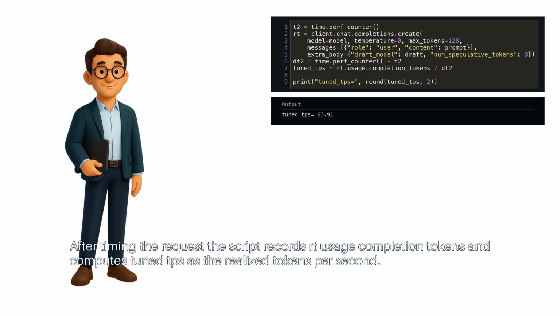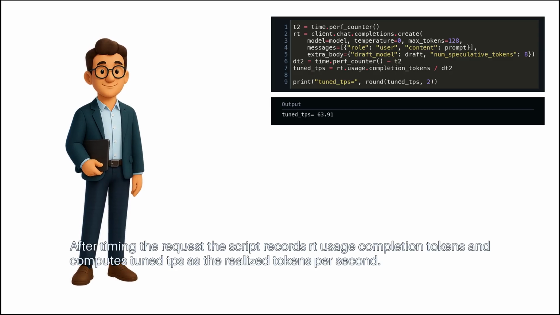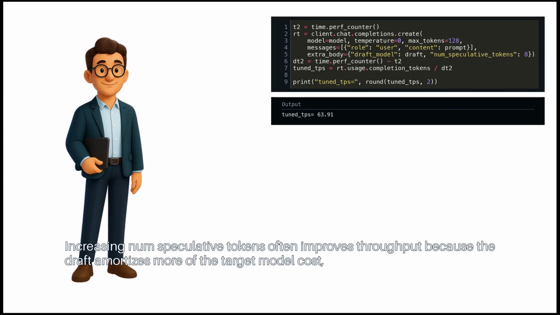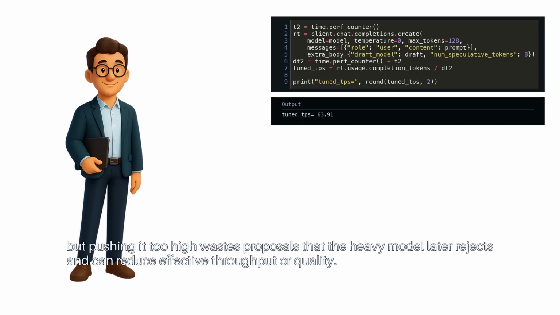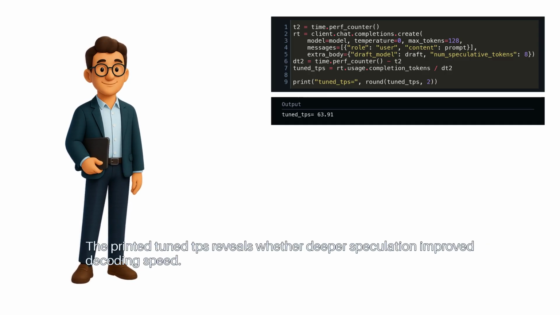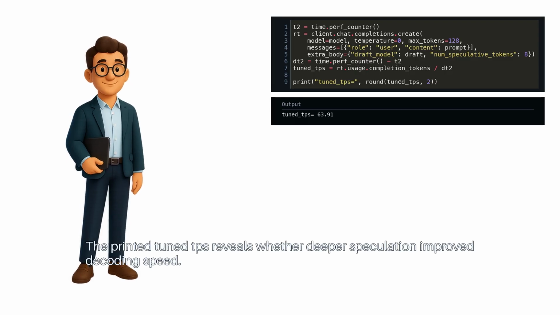After timing the request, the script records RT usage completion tokens and computes tuned TPS as the realized tokens per second. Increasing num speculative tokens often improves throughput because the draft amortizes more of the target model cost. But pushing it too high wastes proposals that the heavy model later rejects and can reduce effective throughput or quality. Lower values are safer on small GPUs, while higher values can shine on larger cards. The printed tuned TPS reveals whether deeper speculation improved decoding speed.